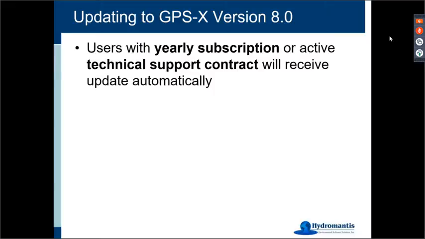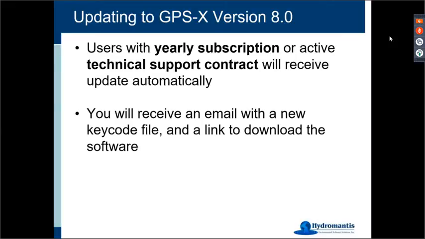The thing you need to know is that users who have yearly subscriptions to GPSX or an active technical support contract will receive the update to the new version automatically. You will receive an email from us, and it'll have 3 things. It'll have instructions about what you're supposed to do, a file which you need to place into a specific folder on your computer, and a link to where you download the new version of the software. That will update your license and give you the new version of the software, and you should be ready to go.